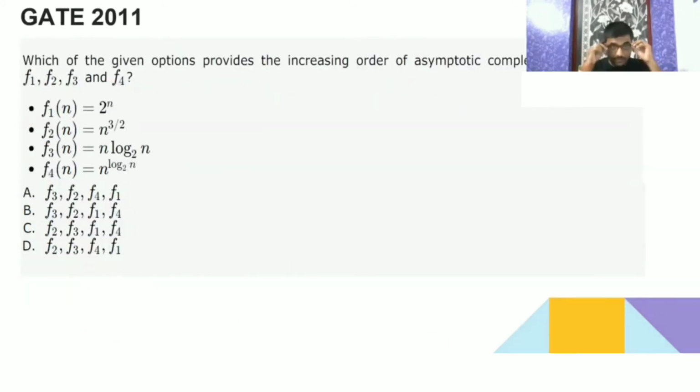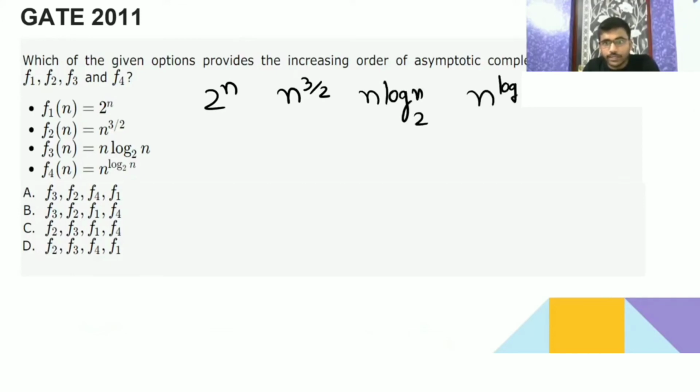Now try this. This was asked in GATE 2011. They are saying which of the given options provides the increasing order of asymptotic complexity of functions f1, f2, f3 and f4. So they have given the four functions, then they are asking again in increasing order. There they have given 2 to the power n, then n to the power 3 by 2, then n log n base 2, then n log 2n.